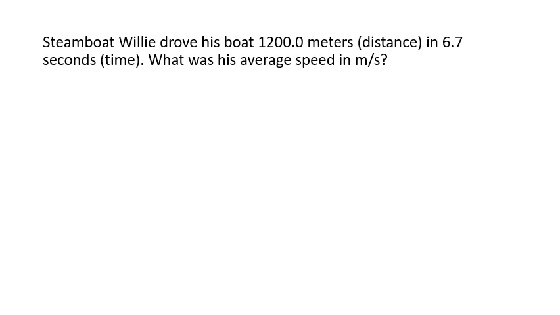So for our first example, I'm just going to write our formula up here. Velocity equals distance over time, or speed equals distance over time. It says Steamboat Willie drove his boat 1,200 meters, and of course, that's going to be our distance, in 6.7 seconds. What is his average speed? Now, just a fun fact for those of you who don't know who Steamboat Willie is, that's the first original Mickey Mouse. So Mickey Mouse was kind of originally named Steamboat Willie.